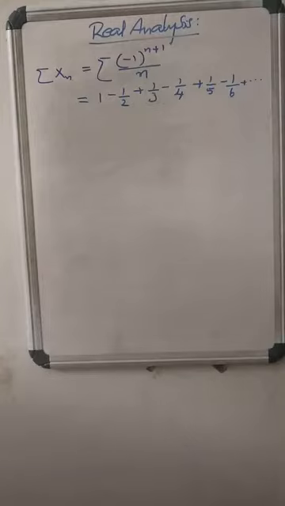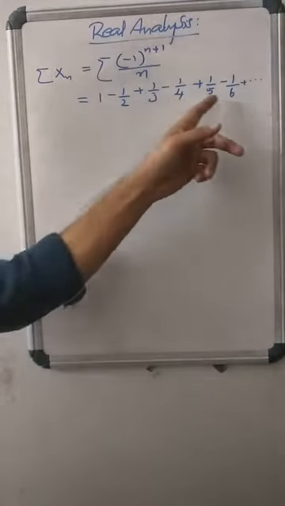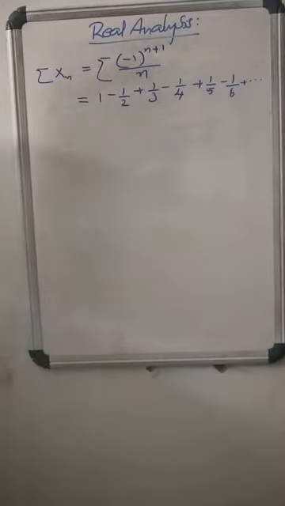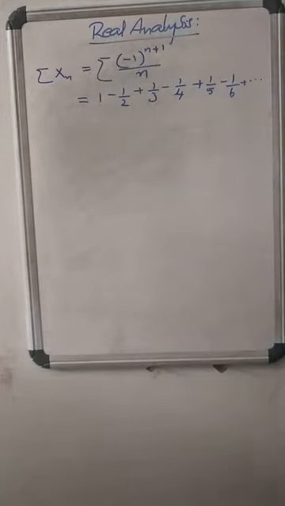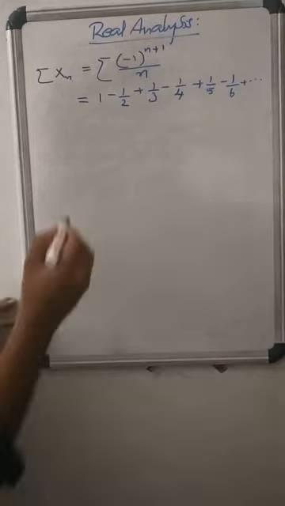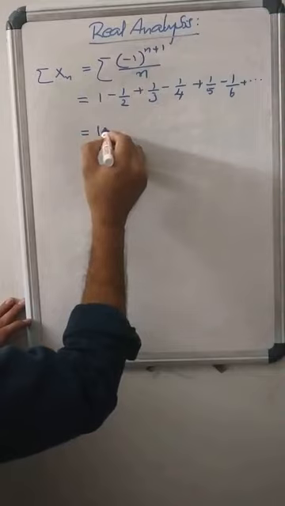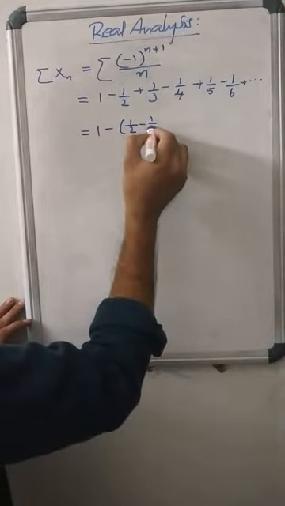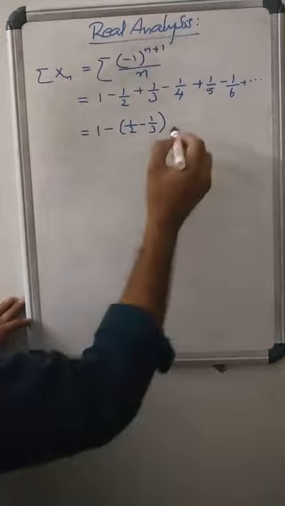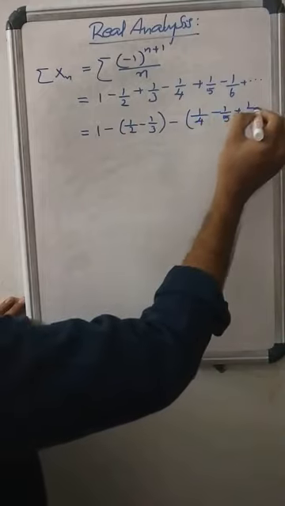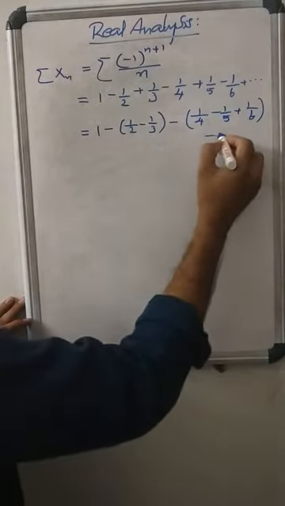Right. When n equals 1, it is 1. When n equals 2, minus 1 by 2. So it is an alternating series: 1 minus 1 by 2 plus 1 by 3 minus 1 by 4 plus 1 by 5 minus 1 by 6 plus, etc. Now this can be grouped as, suppose, 1, minus of 1 by 2 minus 1 by 3, again minus of 1 by 4 minus 1 by 5 plus 1 by 6 minus, etc.